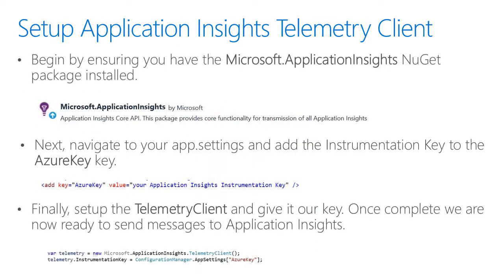To set up the Application Insights telemetry client in EasyRepro, first ensure we have the Microsoft.ApplicationInsights NuGet package installed, as shown here on this image. Next, you'll navigate to the app.settings file and add the instrumentation key to the Azure key. The instrumentation key, again, is the Application Insights instrumentation key that's located on the overview page. Finally, you'll set up the telemetry client and give it the key. Once complete, you're ready to send messages to Application Insights.